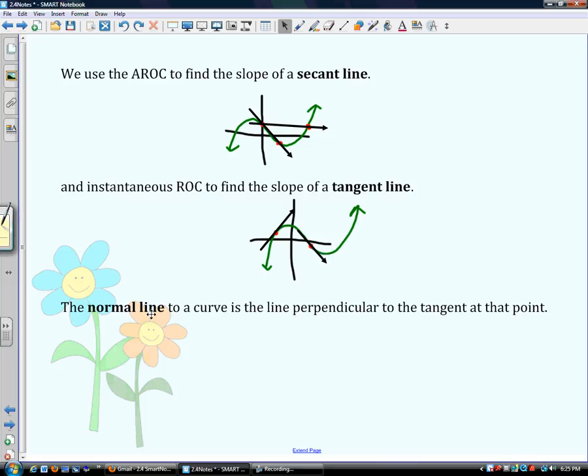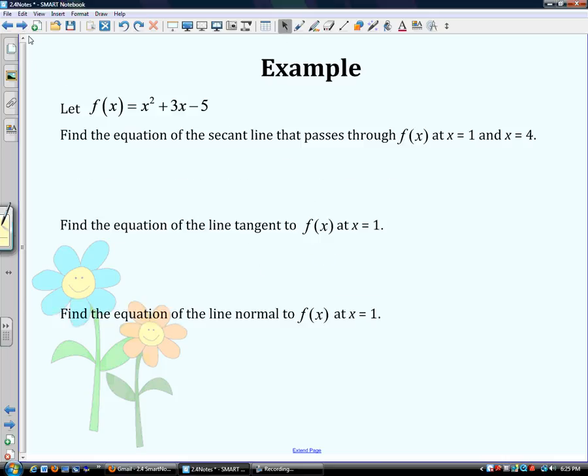The normal line, which is new to you, to a curve is the line perpendicular to the tangent line at that point. So perpendicular, right? We're just finding the equation of a perpendicular line, which you know how to do. We just didn't name it as the normal line before. So let's do one example, and then we finish the section.